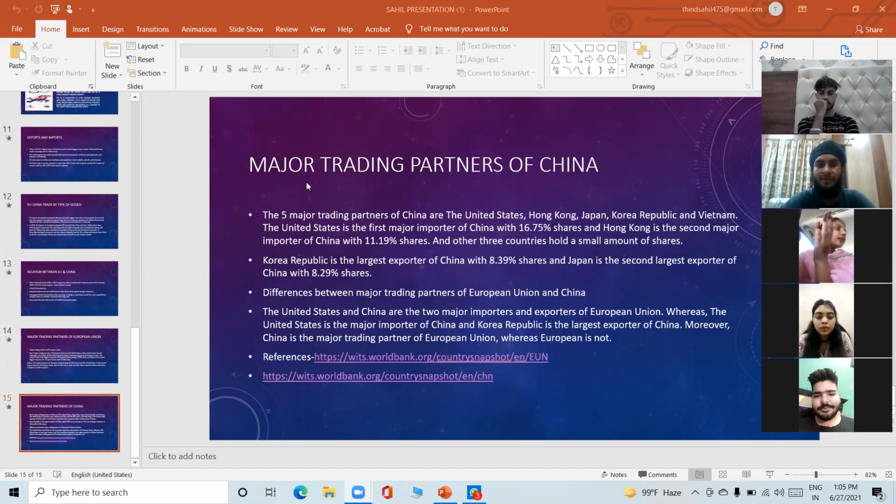Differences between major trading partners of the European Union and China. The United States and China are the 2 major importers and exporters of the European Union, whereas the United States is the major importer of China and Korea is the largest exporter of China. Moreover, China is a major trading partner of the European Union, whereas the European Union does not trade much with China due to some reason. And given below are the references for my sources.